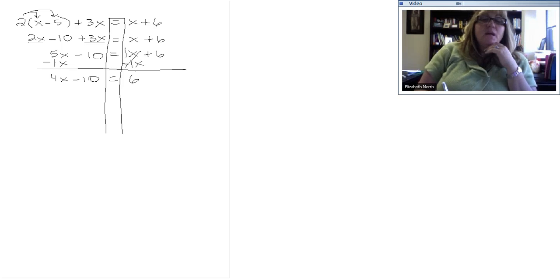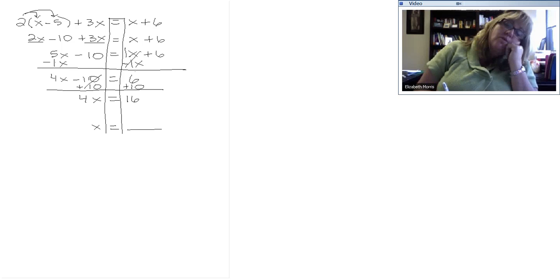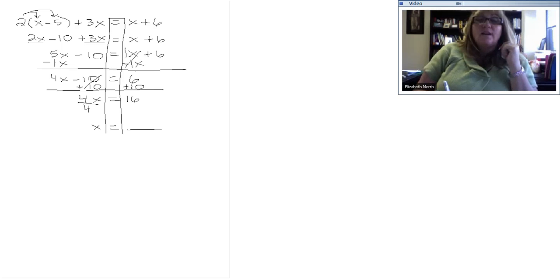Okay. Now I want this 10 to go over here, and it's being subtracted, so if I add 10, it goes away, and whatever I do to one side, I do to the other. 6 and 10 is 16. This is gone, so I'm only left with 4x. Now I need to get rid of the 4 so that I just have x equals, and I figure out what this number is. Well, this 4 is being multiplied, so if I divide and do the same to both sides, 4 divided by 4 is 1. So x is 16 divided by 4, which is 4.